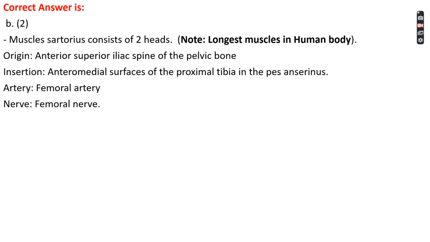We also know that the sartorius muscle is the longest muscle in the human body. Its origin is the anterior superior iliac spine of the pelvic bone. It is inserted at the anteromedial surface of the proximal tibia in the pes anserinus. The artery and nerve which supply the sartorius muscle are the femoral artery and femoral nerve respectively.